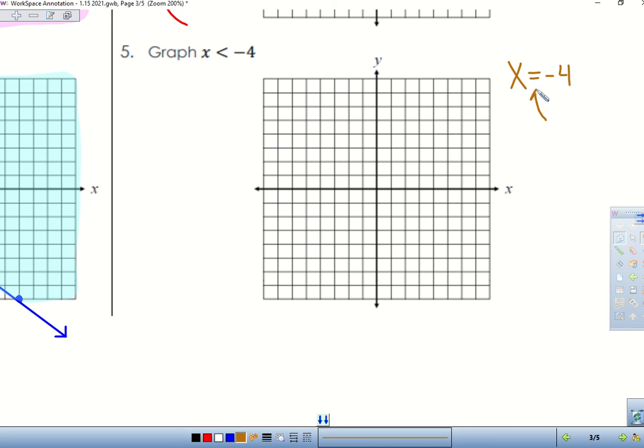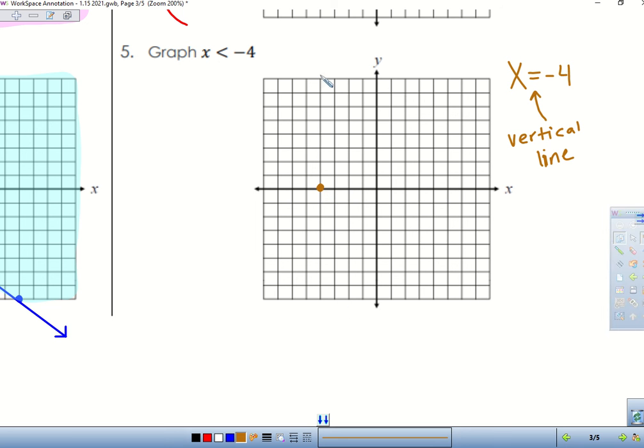And everyone remembers, maybe, when you have x equals a number, it is always a vertical line. When you have y equals a number, it is always a horizontal line. So the reason that x is a vertical line is because we have to find the x value of negative 4, which is over here. 1, 2, 3, 4. Negative 4, of course.